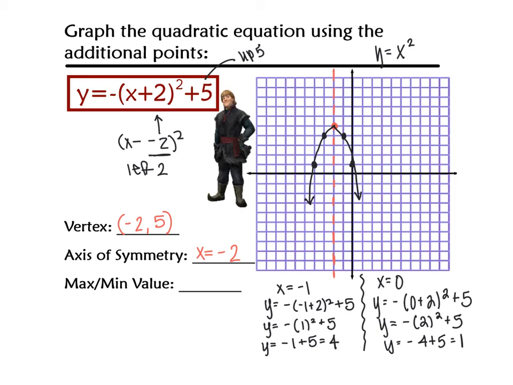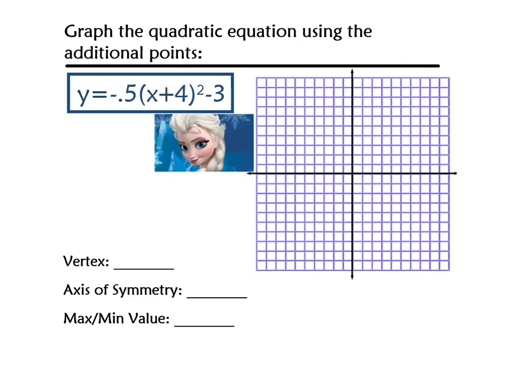And last question, is it a max or a min? Is the vertex a max or a min? If you look, this graph opens down, which means that this vertex here is the highest point on the graph, and that means that it would be a max. Go ahead and take a few minutes to try this one, so pause the video and try to graph this equation.